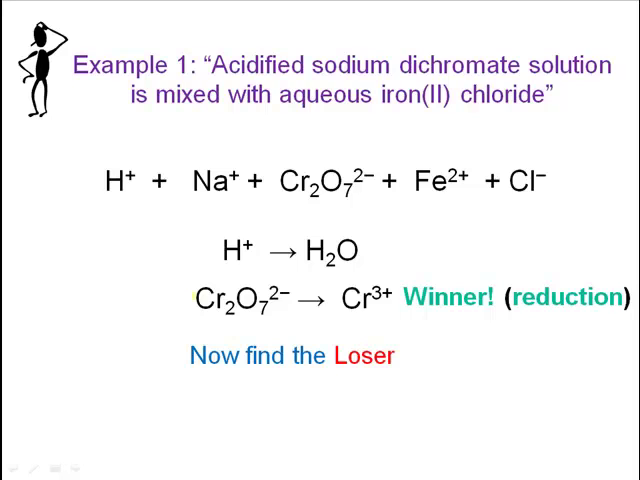They're gaining electrons. The winner always reduces, right? So now we've got to find the loser here. The options for losers are Na, Fe, or Cl. Which one would you guess if you just had to guess without thinking about it?